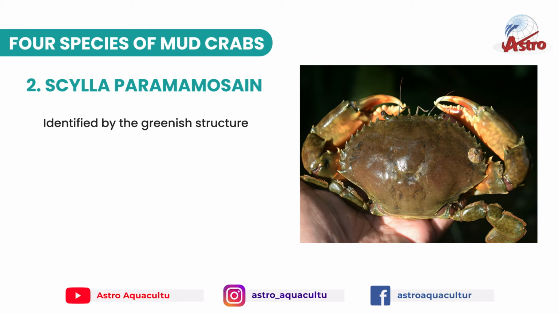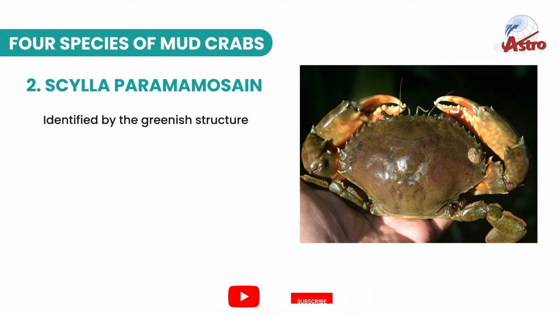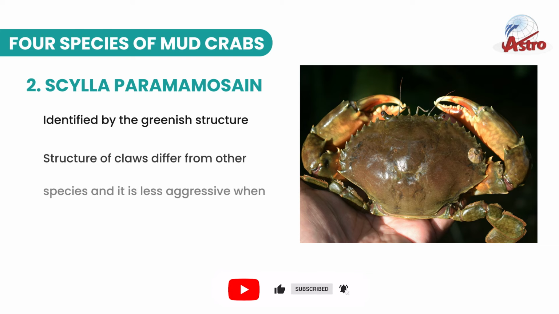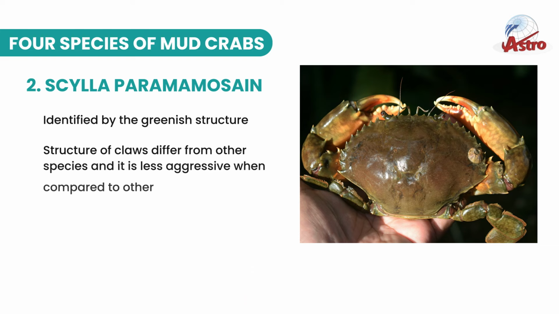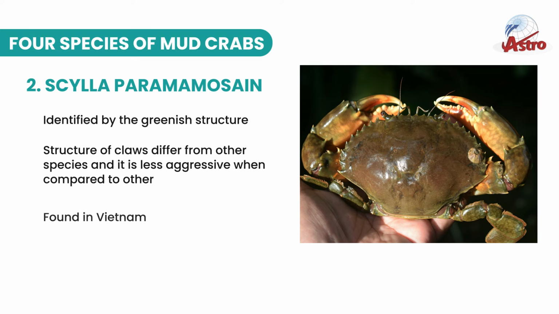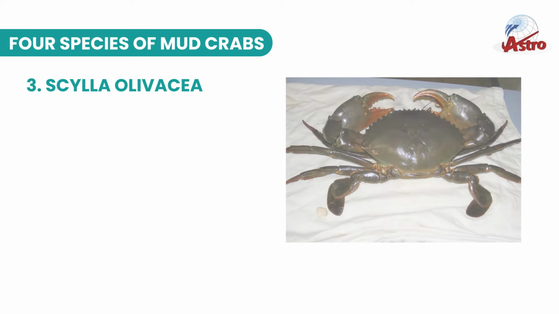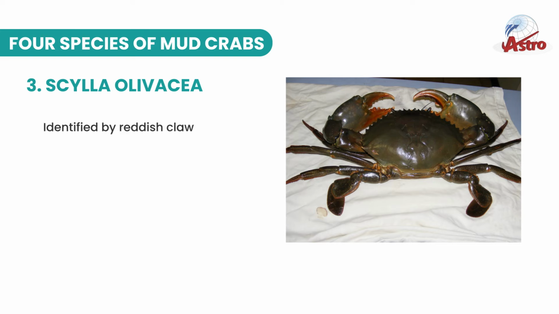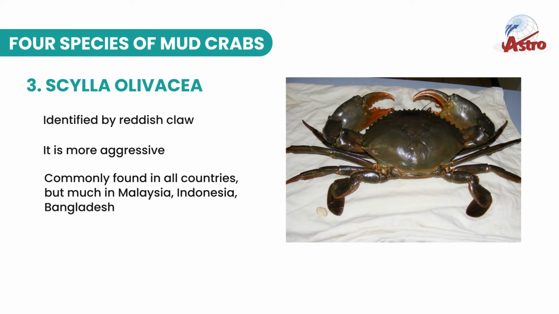2. Scylla paramamosain. Identified by the greenish structure. The structure of claws differs from other species and it is less aggressive when compared to others. Found in Vietnam. 3. Scylla olivacea. Identified by reddish claw. It is more aggressive. Commonly found in all countries but much in Malaysia, Indonesia, Bangladesh.